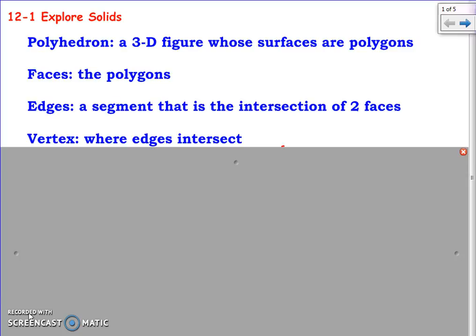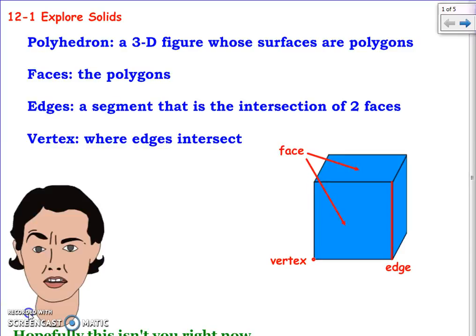Okay, so they're called polyhedrons as long as all of the surfaces are polygons. Now, a circle is not considered a polygon. It has to have straight lines on it. We have faces, which are the actual shapes. We have edges, which are the lines, and we have vertices, which are the corners. So this picture right here, we're pointing at the faces. The vertices are the corners. Here's one of the edges over here on the right-hand side. Questions there?